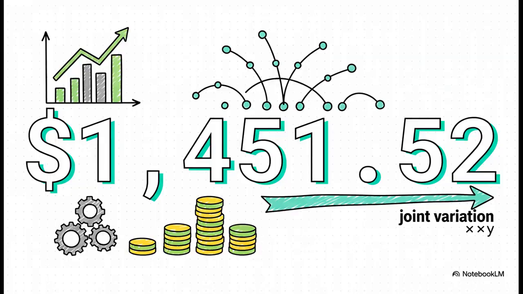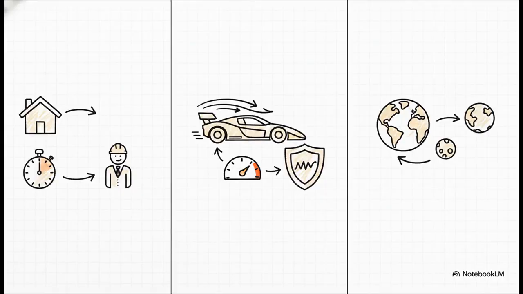How cool is that? And this isn't just about money. This pattern is absolutely everywhere. The time it takes to build a house varies jointly with its size and the number of workers. The wind resistance on a race car varies jointly with its surface area and how fast it's going. Even Newton's law of gravity is a joint variation problem, where the force depends on the mass of two different objects. It's truly a universal code.